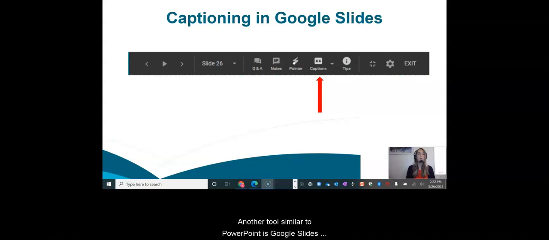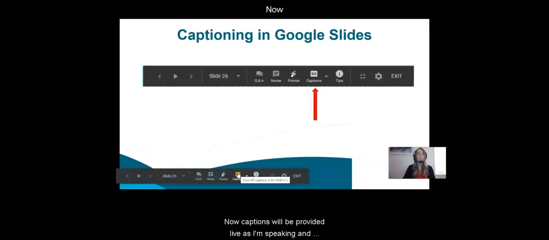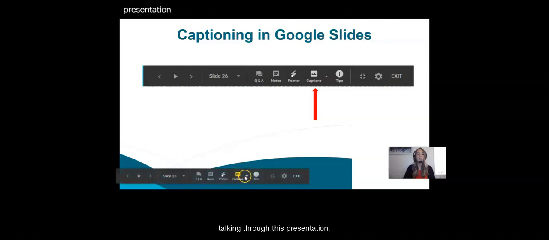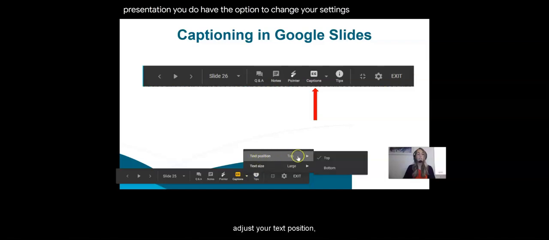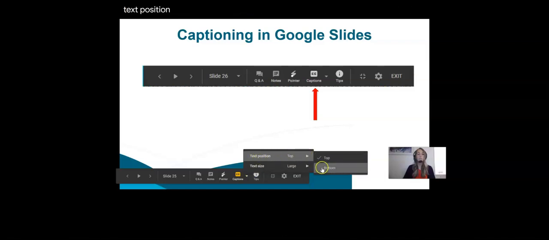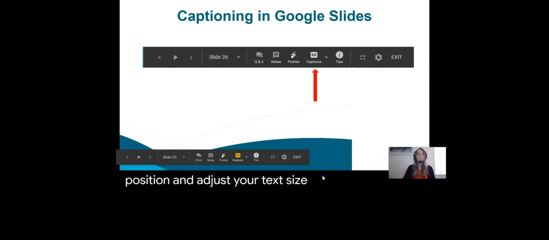Another tool similar to PowerPoint is Google Slides, which is what we're using today. Captions are also available within this. You'll look to your bottom toolbar and toggle on the Captions or the CC button. Now, captions will be provided live as I'm speaking and talking through this presentation. You do have the option to change your settings and adjust your text position and adjust your text size.